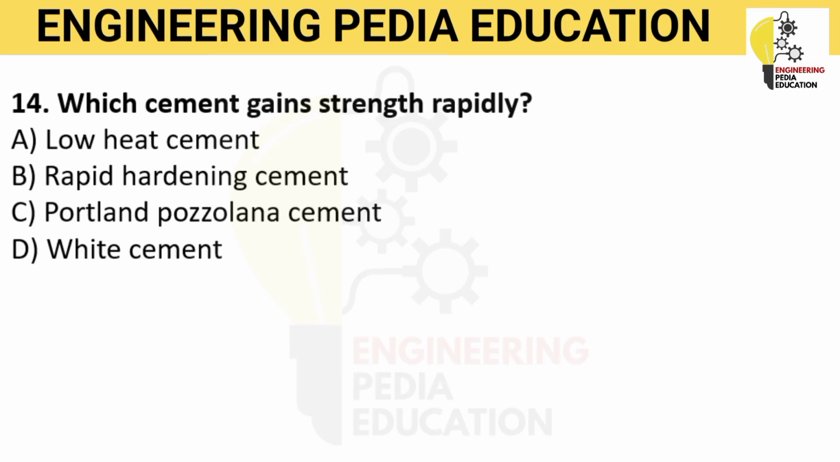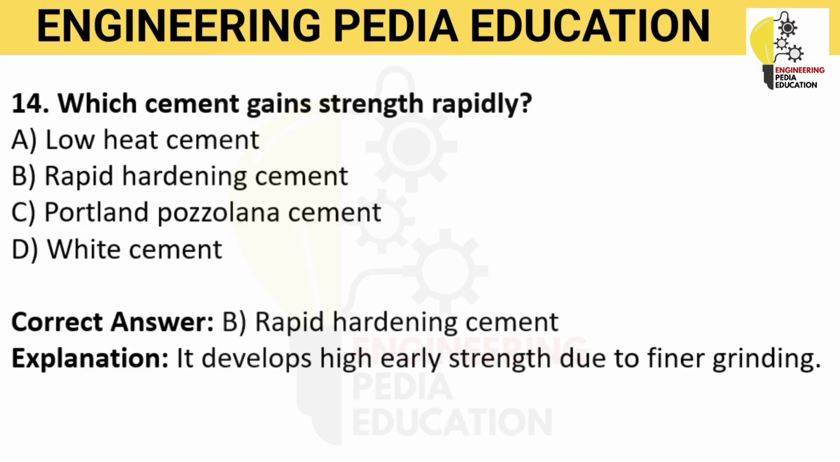Which cement gains strength rapidly? Low heat cement, rapid hardening cement, Portland pozzolana cement, or white cement? So the correct answer is rapid hardening cement. Rapid hardening cement is a type of cement that gains strength much faster than normal OPC, that is ordinary Portland cement. So it is also called high early strength cement.